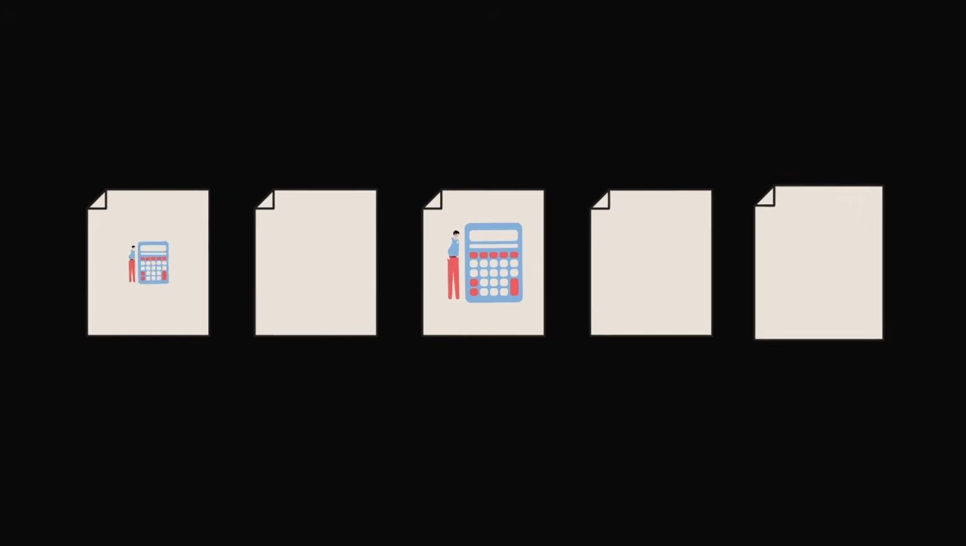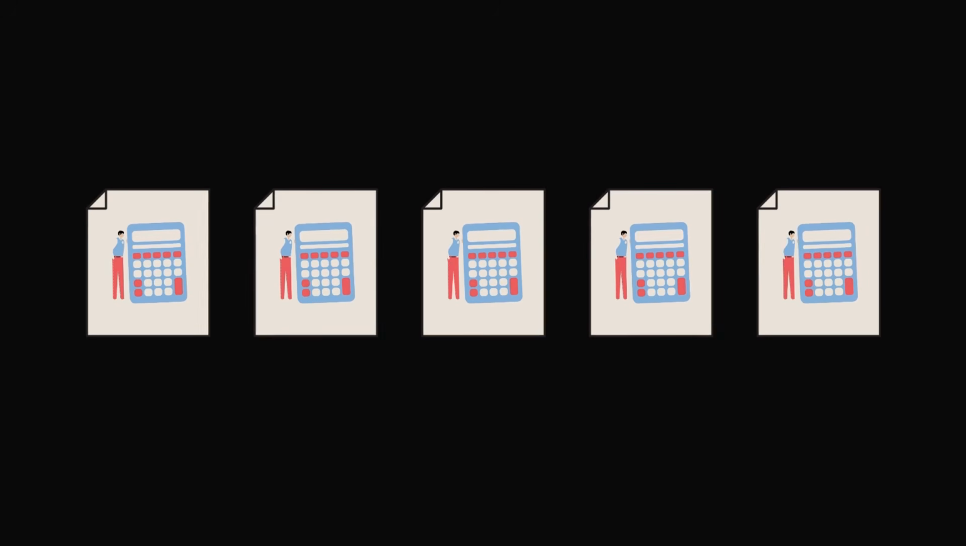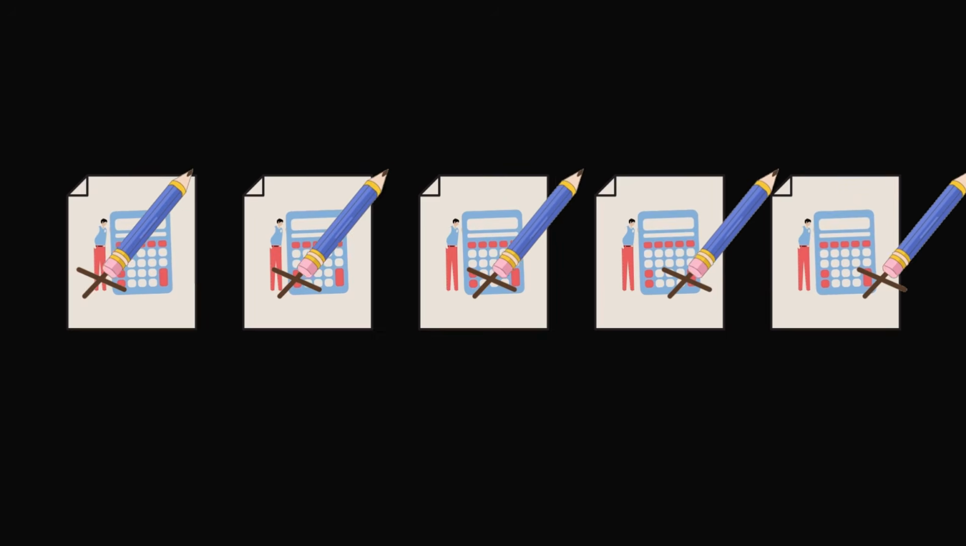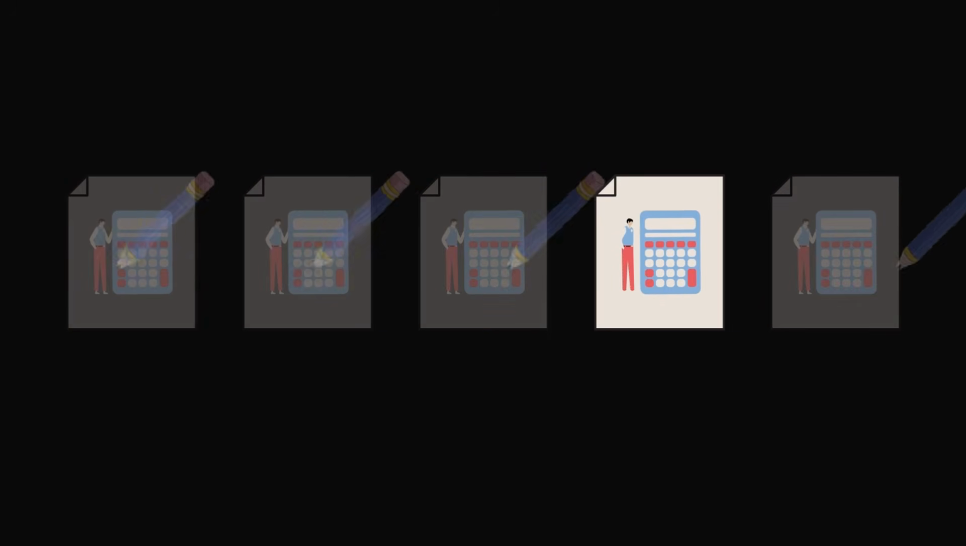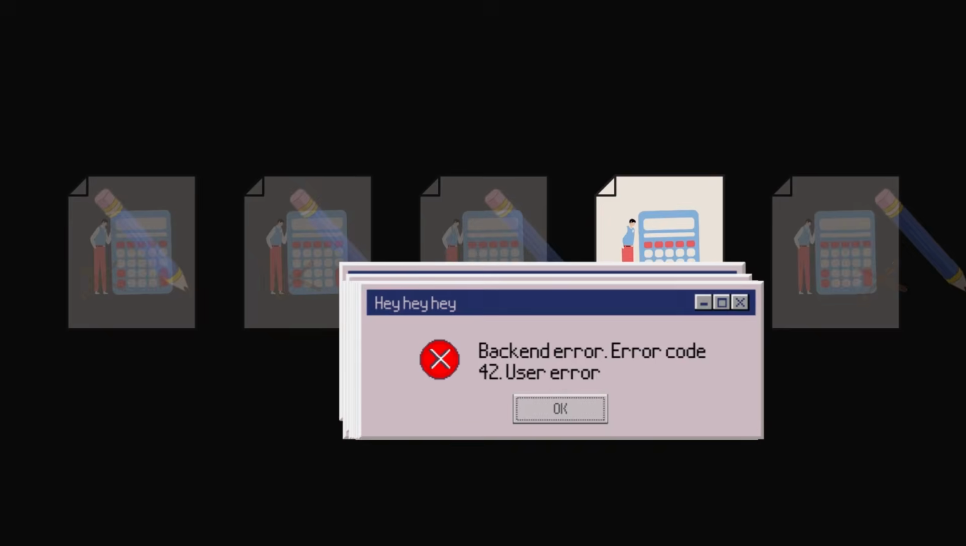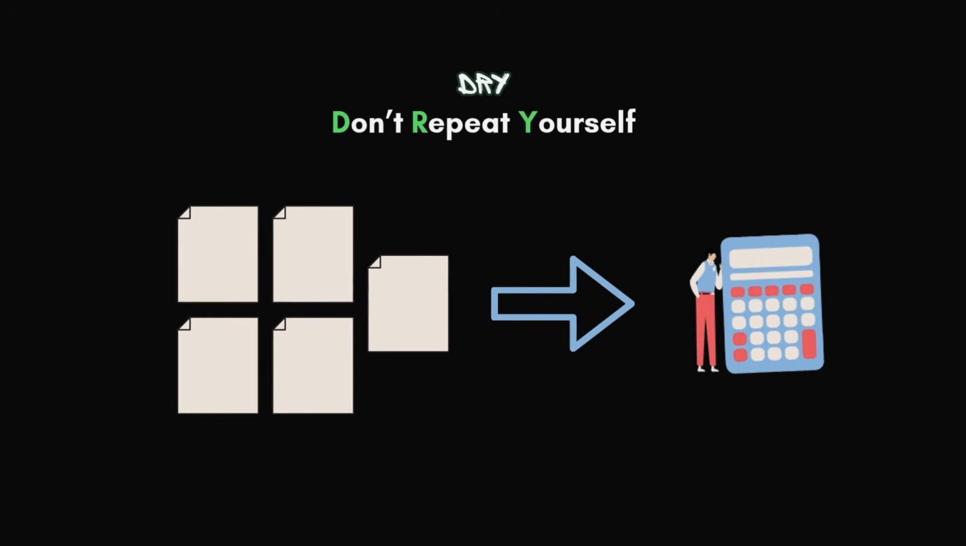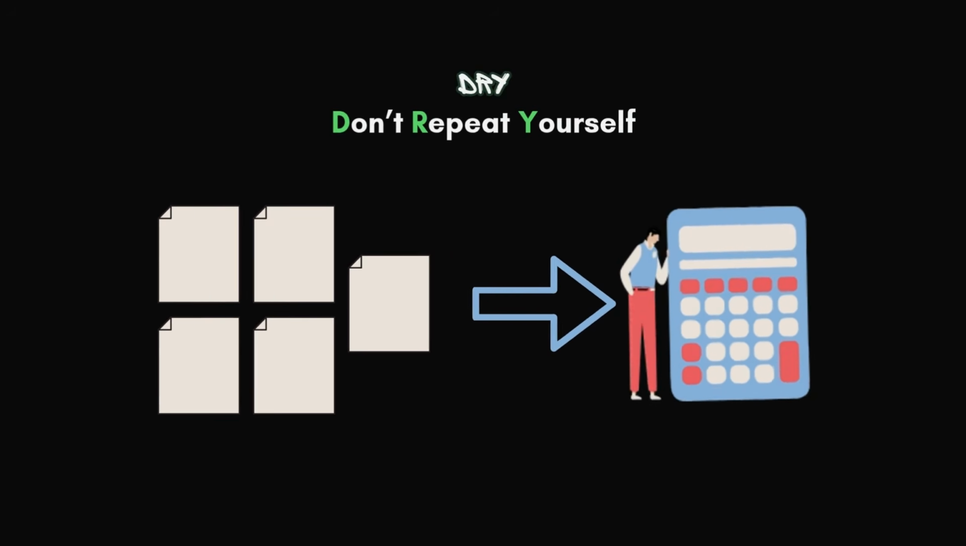Then we have the don't repeat yourself principle. Imagine calculating tax logic in 5 different places inside the project. One day tax rules change, and now you must remember to update all 5 locations. Miss one, and bugs appear immediately. DRY encourages centralizing repeated logic into reusable components.